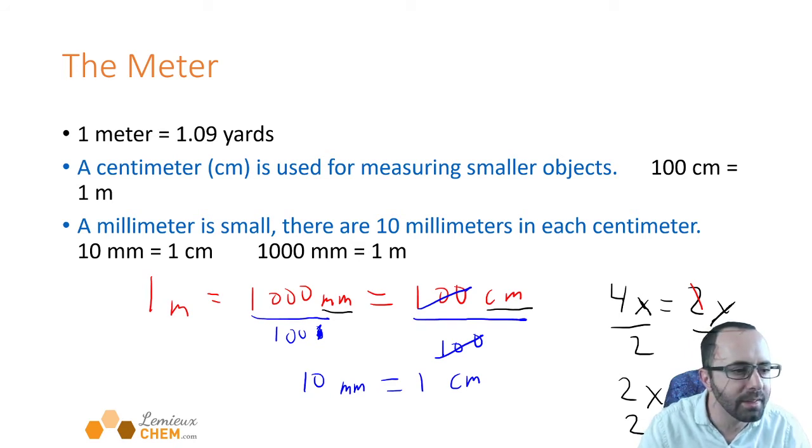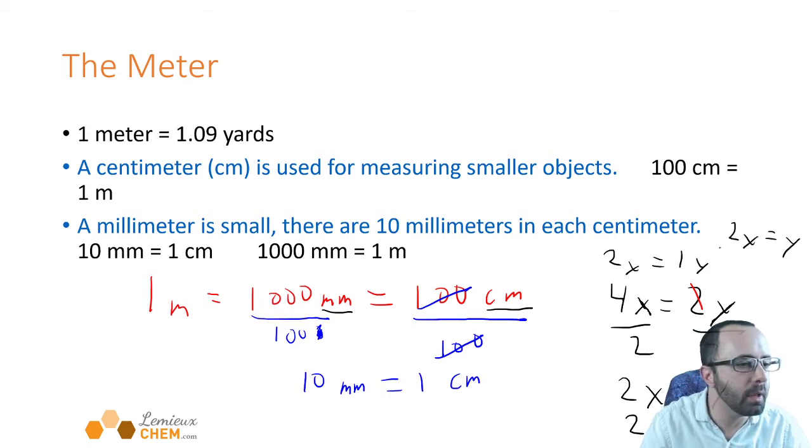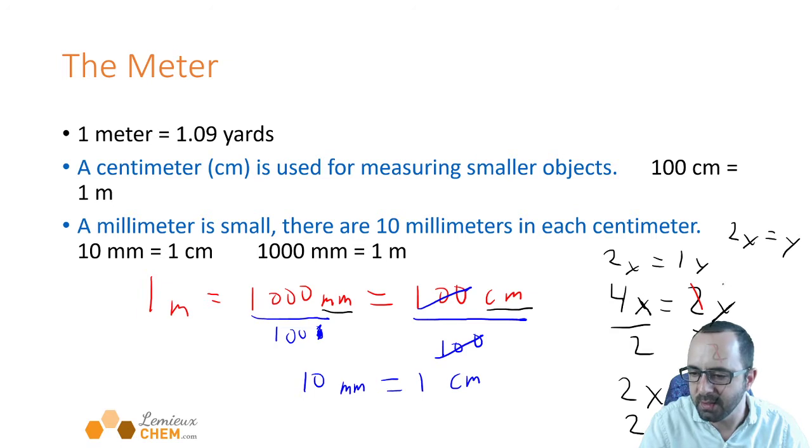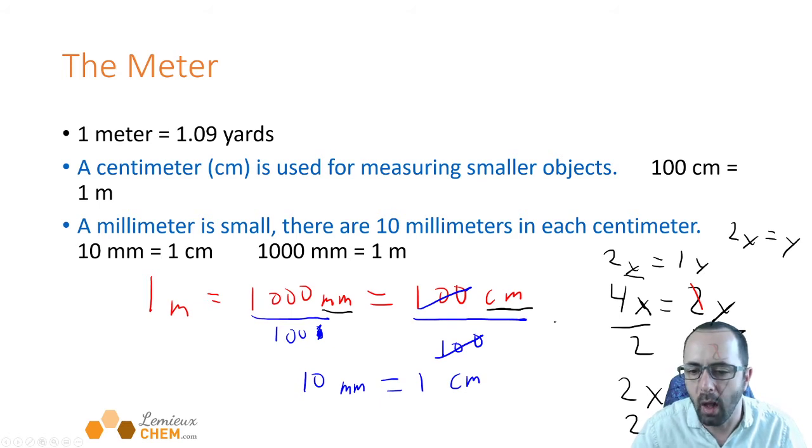So whoops, let me just write it above. So it would be 2x equals 1y, or equivalently 2x equals y. I should have been paying attention to where my head was. So the point is that we treat these units like variables in algebra, and we keep them along like an x or a y.